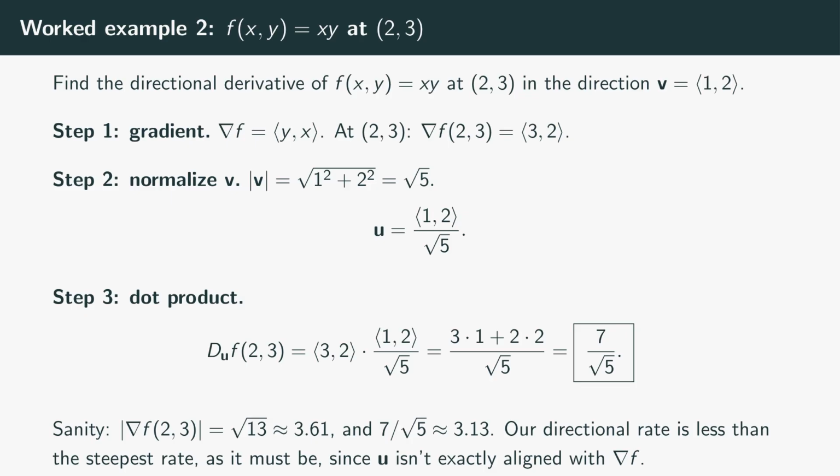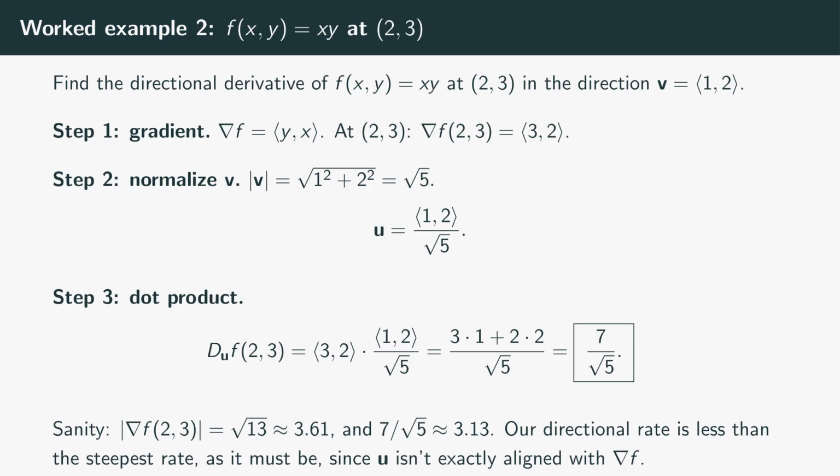Normalize: u equals the vector (1, 2) divided by the square root of 5. Step 3, dot product. Del f dot u equals the vector (3, 2) dotted with the vector (1, 2) over the square root of 5, which is (3 plus 4) over the square root of 5, which is 7 over the square root of 5. That's the rate of change of f equals xy at (2, 3) if you walk in the direction (1, 2).